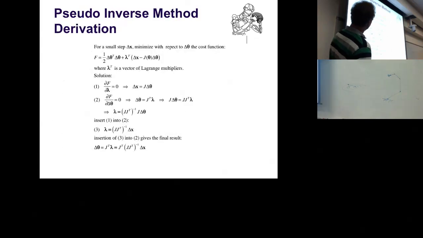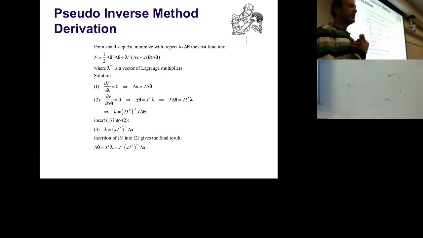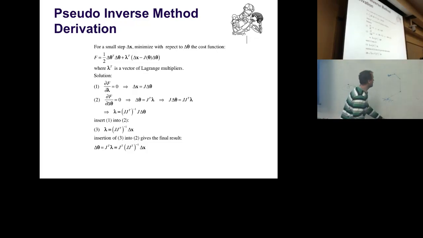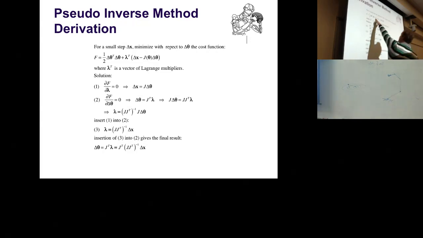You can derive this pseudo-inverse method, again, from an optimization point of view. And I just mentioned that I don't go through all the details all the time. It's annoying. But if you take a cost function, what does it say? It says delta x minus, this is basically a constraint. This is the constraint of the differential kinematics, which says we need to guarantee that delta x equals Jacobian times delta theta. That's the differential kinematics constraint. And constraints in optimization we put in with Lagrange multipliers.